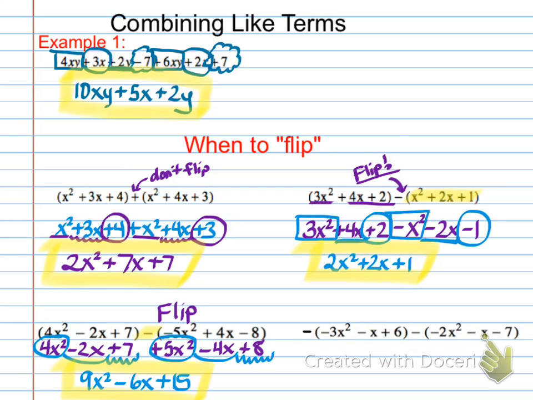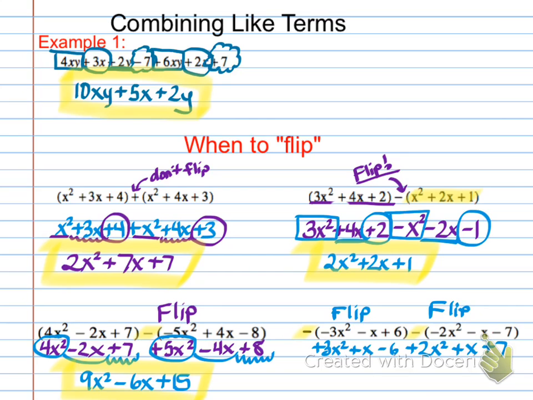The next question, there's actually going to be a double flip. We're going to flip the first group because of the minus in front. And we're going to flip the second group because it is also being subtracted. So whenever the parentheses are being subtracted or a negative in front of them, we flip to the top region. So the negative 3x squared becomes positive 3x squared. The negative x becomes positive x. The 6 becomes negative 6. We're also flipping the second group of parentheses. So the minus 2x squared becomes plus 2x squared. The minus x becomes plus x. And the minus 7 becomes plus 7.